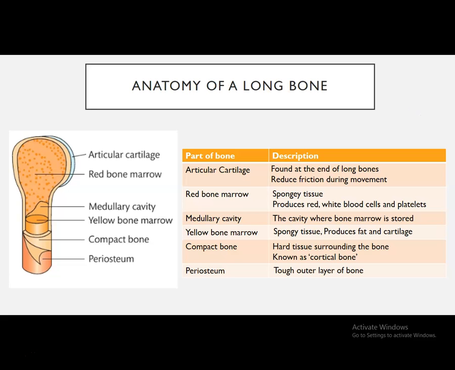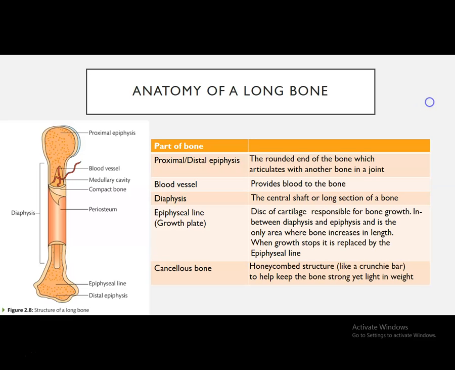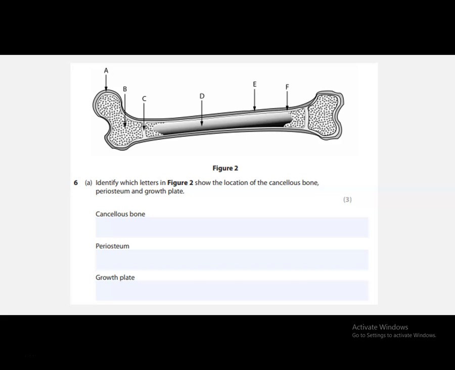If you haven't, please correct. And again, for this, if you need to go back at any point, that's absolutely fine. Just pause whenever needed. Okay, so we're moving on now. Can we please answer this question? Identify which letters in figure 2 show the location of the cancellous bone, periosteum and the growth plate.